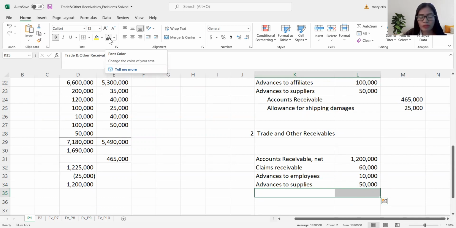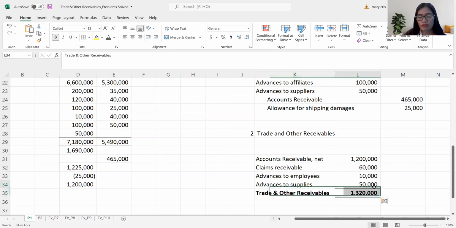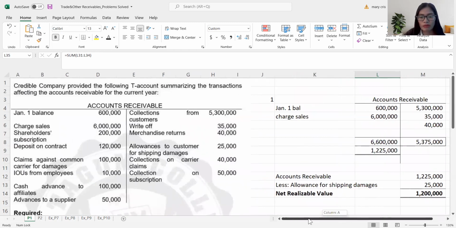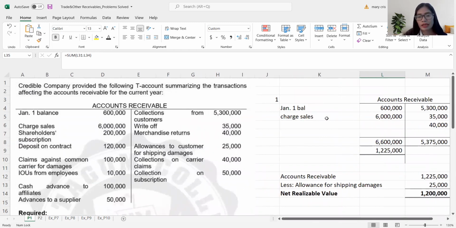Under the caption, trade and other receivables, so that's a total of 1,320,000. Okay, so that's it. We have discussed already, no? How do we answer the problem I have given you pertaining to credible company. So let's proceed to another problem, which was given also in paper.